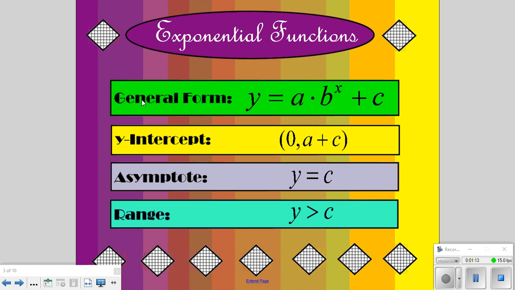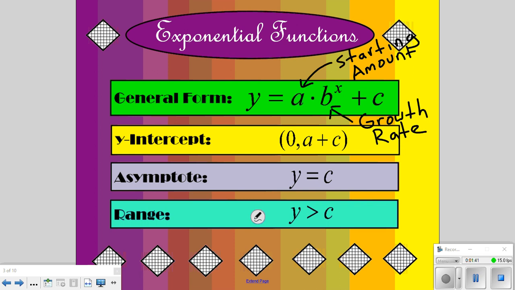For the general form of an exponential function, I would like to let you know as well: the a value is your starting amount. The b value is your growth rate. So if I say something is doubling or tripling or quadrupling, that's your growth rate. And your c value is going to be your asymptote, which is the line that your graph gets really, really close to but never touches.